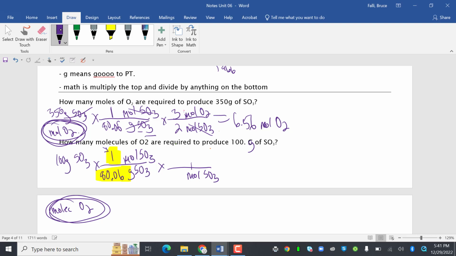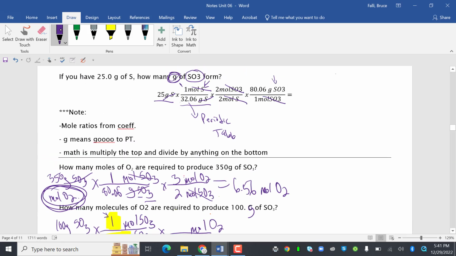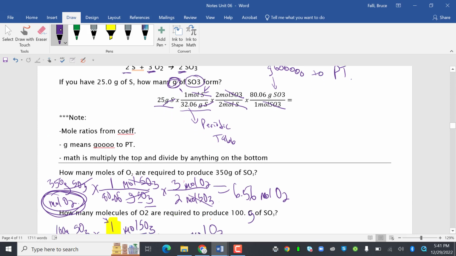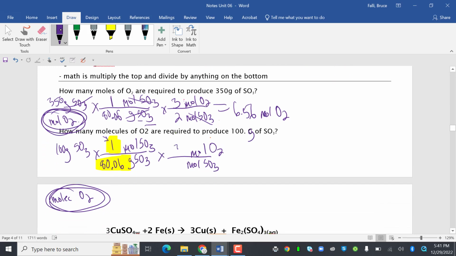So I can go out of moles of SO3 and go into moles of what I want. I want molecules of O2, but of course, first I have to go through moles. Moles over moles, use coefficients. So the coefficient for oxygen is 3, and SO3 is 2. But I don't want moles of O2. I want molecules. So I'm going to cancel moles of O2 by putting it on the bottom, and molecules of O2 on top. Now, 1 mole of O2, remember, is a big, long number, 6.02 E23.